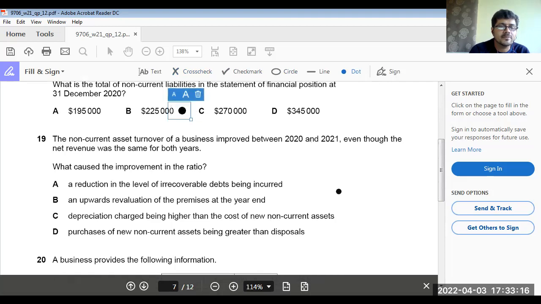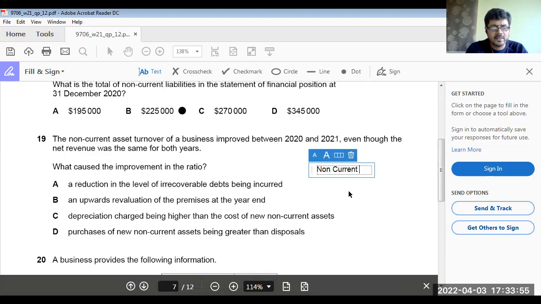The non-current assets turnover of a business improved between 2019 and 2020, even though the net revenue was the same for both years. So one thing, revenues are the same, but non-current asset turnover has increased. This is a tricky question in your paper. Be careful about that. Now, what we have to do? See, non-current asset turnover.